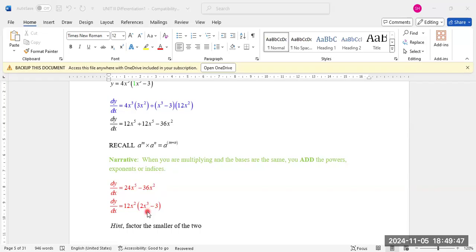See here? Let's check it. When we are multiplying and the bases are the same, I add my powers. 2 plus 3 is 5. Yes, sir, we see. And because we took out all of the x squared there, that one has no x squared left.